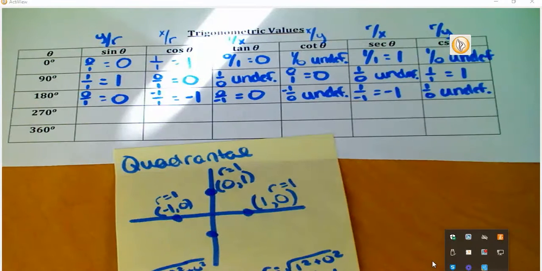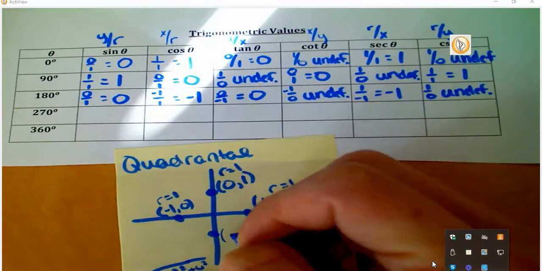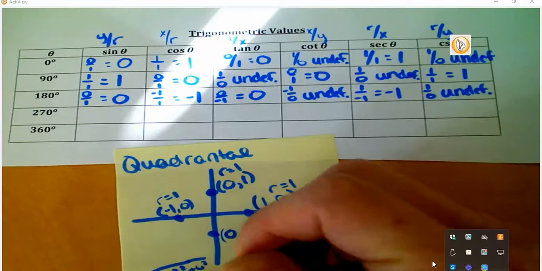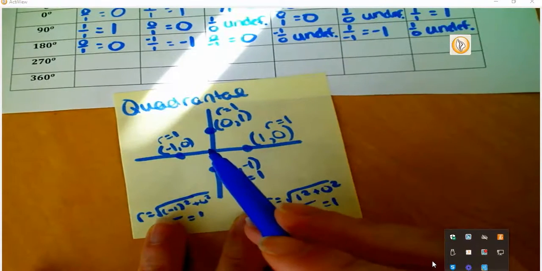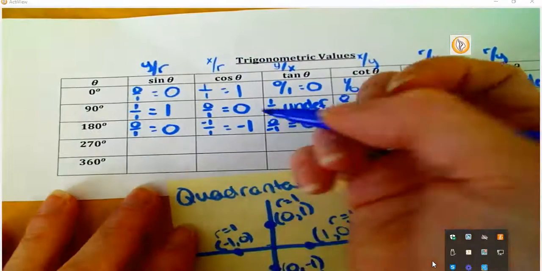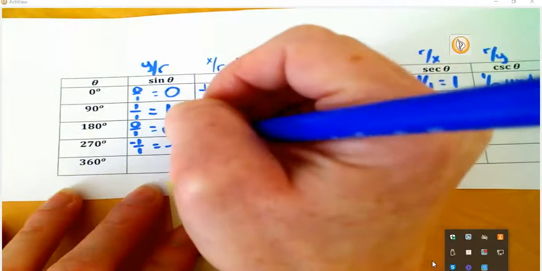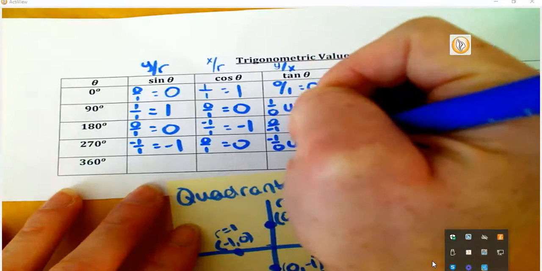So at 270, it's down here, what would be our x value? 0. The y would be, and what's your r turn out to be? Right. R is just the distance from the center, the vertex, out to your angle. So on all of these, our radius is always 1. So for 270, sine, y over r, negative 1 over 1 is negative 1. Cosine, 0 over 1 is 0. Tangent, negative 1 over 0 is undefined.